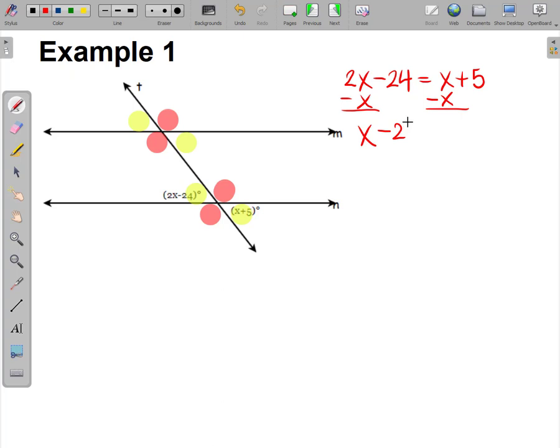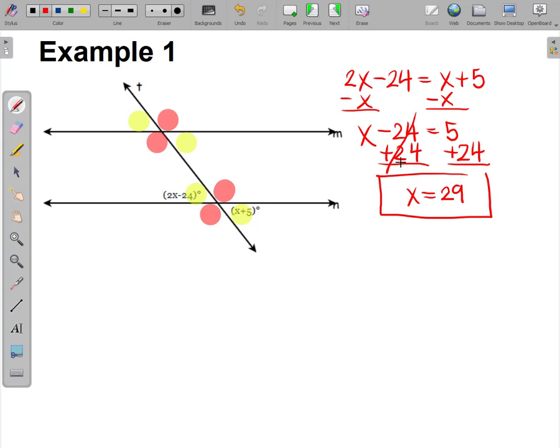I'm going to bring down 24, bring down the equal. The positive x, negative x is 0, but we know that 0 plus 5 just simplifies to 5. After that, I'm going to add 24 on both sides. The -24, +24 will cancel out to give 0. So I simplify by bringing down the x. And then 5 plus 24 is 29. So the value for x in this case, x equals 29.